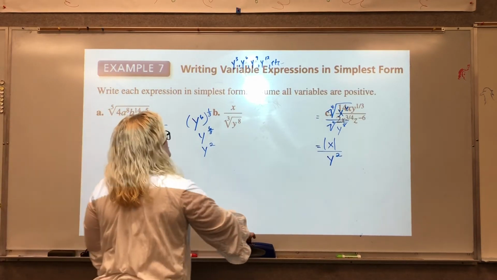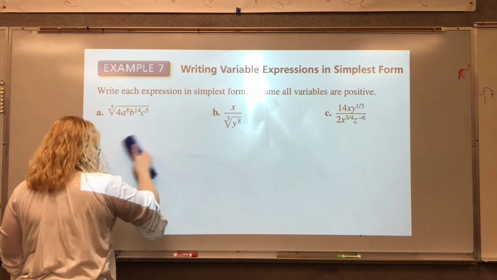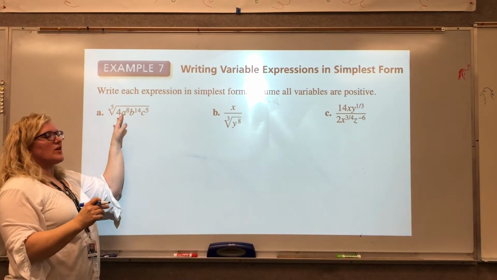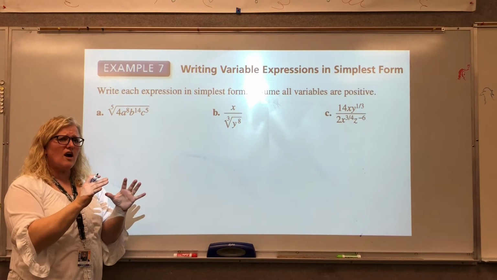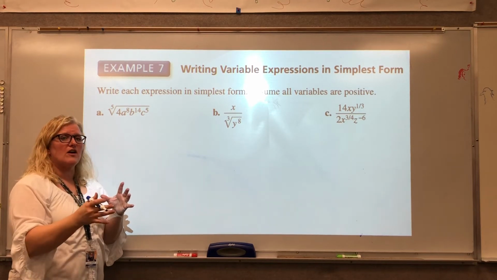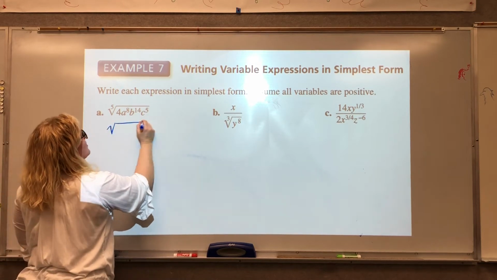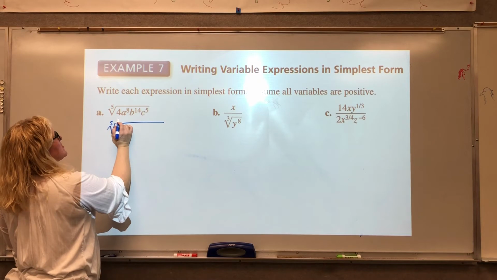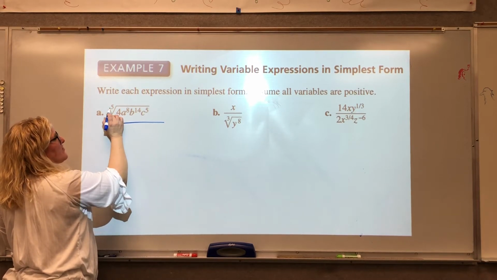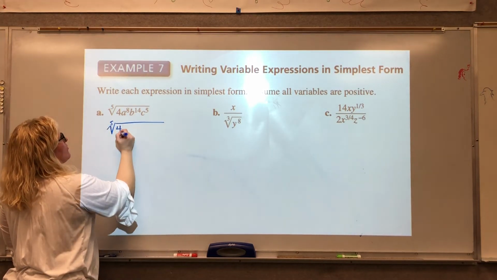Okay, so now let's simplify these. These get a little trickier because we've got some numbers in here, but now we're dealing with variables. So let's look at this one, and we're going to look at it piece by piece. So the first thing is 4. Does 4 have a perfect fifth factor? No, it doesn't. So we leave 4 here.